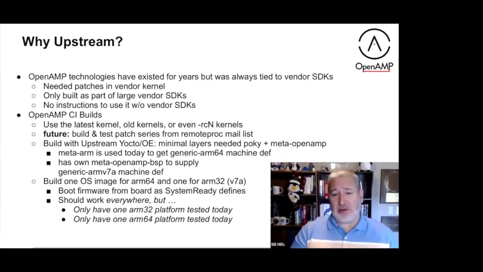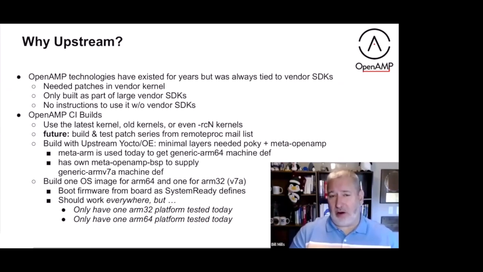So the CI builds, the idea is we can build with any kernel we want, the very latest kernels, old kernels, RC kernels. In the future, we want to be able to use this to test patch series as they come to the Remoteproc mailing list. But for now, we're using it to build, and we're using Yocto OE to build. So we have a very minimalist system with Poky and Meta OpenAMP.